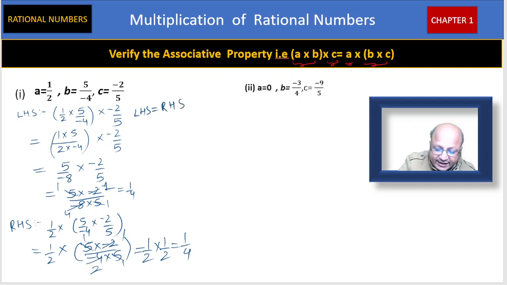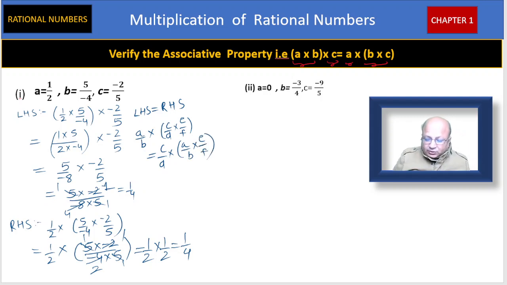So we can say A upon B multiply by C upon D multiply by E upon F is equal to C upon D multiply by A upon B multiply by E upon F. Let's move on to question number 2. So A is equal to 0, B is equal to minus 3 upon 4 and C is equal to minus 9 upon 5. So let's take LHS first.